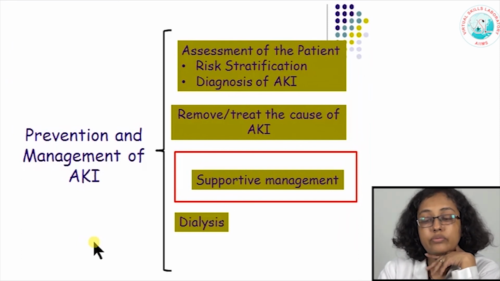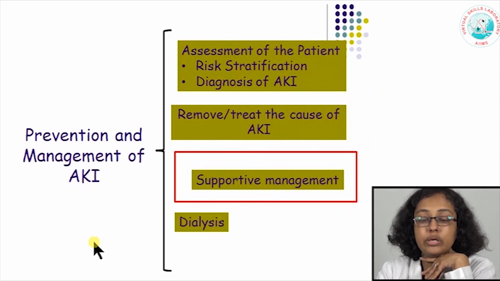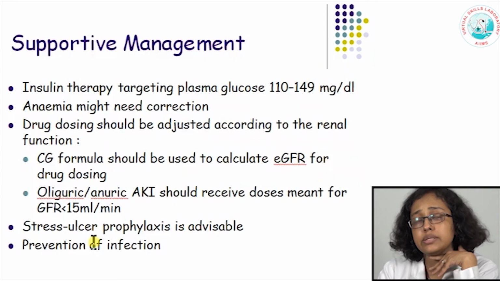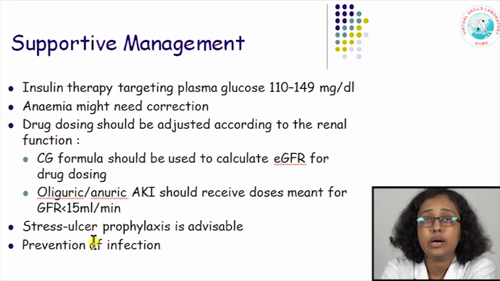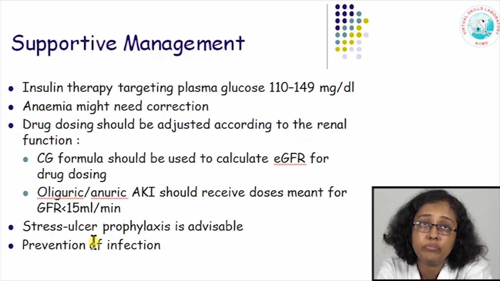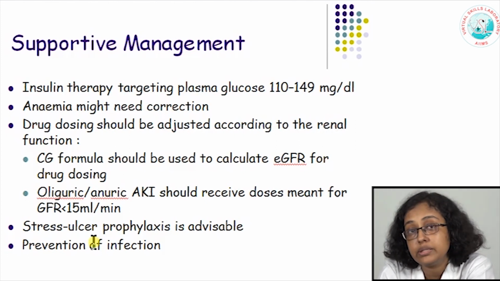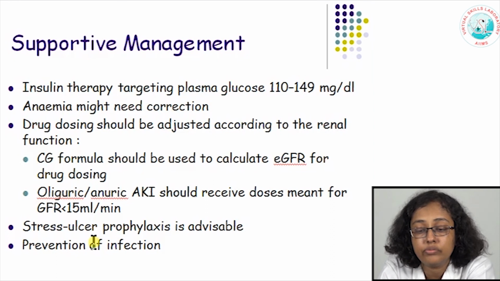Now, once we have removed or treated the cause of acute renal failure, we look at supportive management. As I said earlier, critically ill patients are at very high risk of developing acute renal failure, and they often have multisystemic involvement. So if they're diabetic, insulin therapy would be required to maintain the plasma glucose levels optimally. Anemia needs to be corrected as it's a risk factor for acute renal failure.